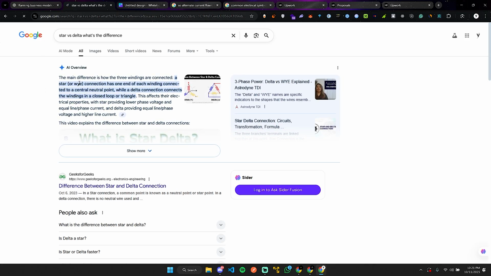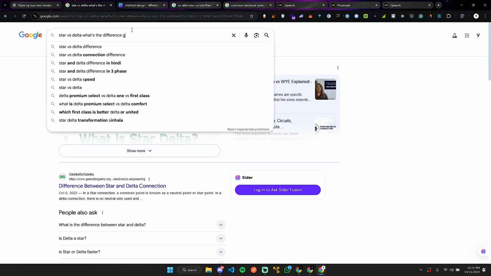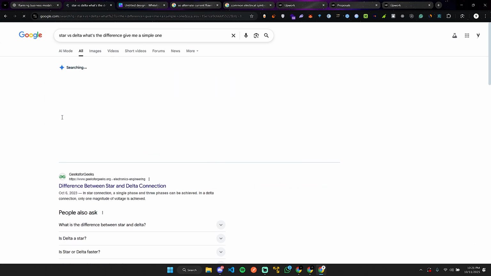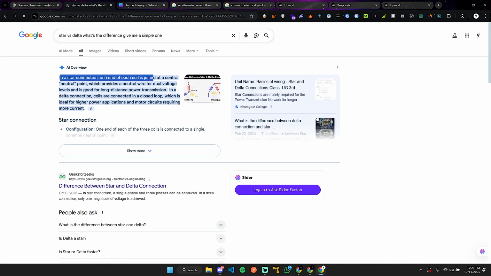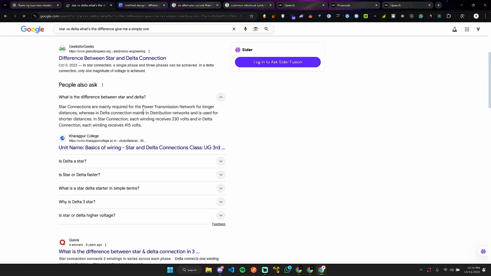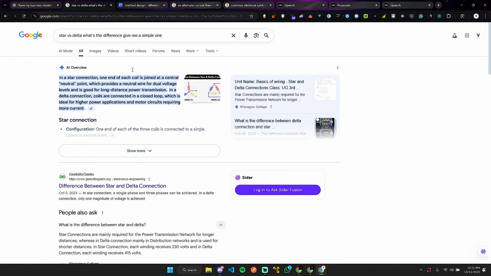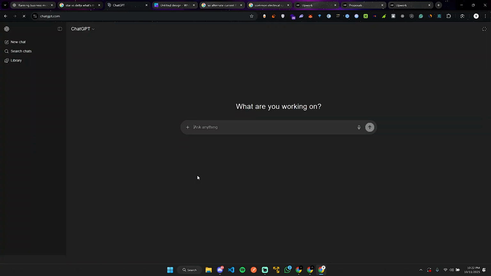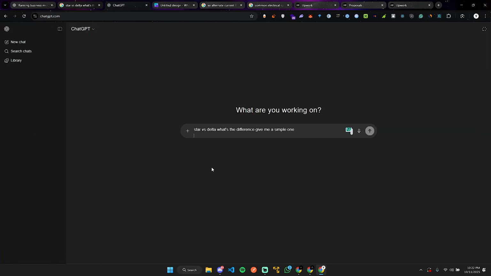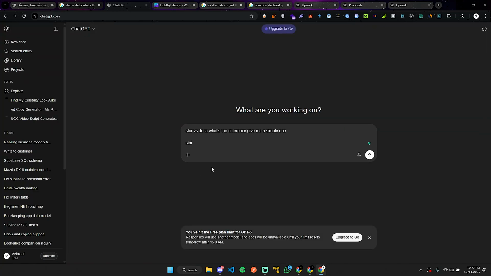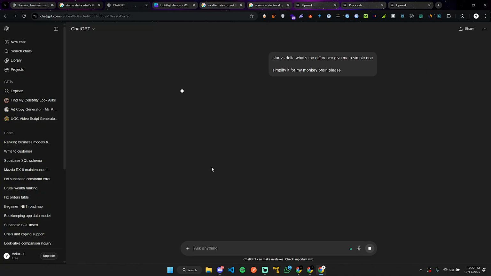The star or Y connection has end-to-end, bruh. Give me a simple one. Star connection is mainly required for power transmission networks for longer distances, whereas delta connection is mainly for distribution networks and is used for, bruh, stop with all this rambling. Hold up, let me try it. Simplify it for my monkey brain, please.